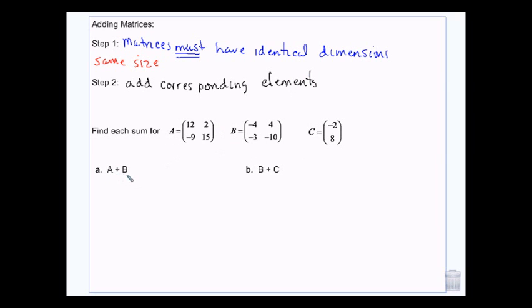Okay. So if we look at A plus B, 2 by 2, 2 by 2, I can add those together. So what I'm doing is I'm adding corresponding elements. So 12 and -4 are in the same position, so I add those together. 2 and 4 are in the same position, so I add those together. -9 and -3. And 15 and -10. So my answer will be 8, 6, -12, 5.